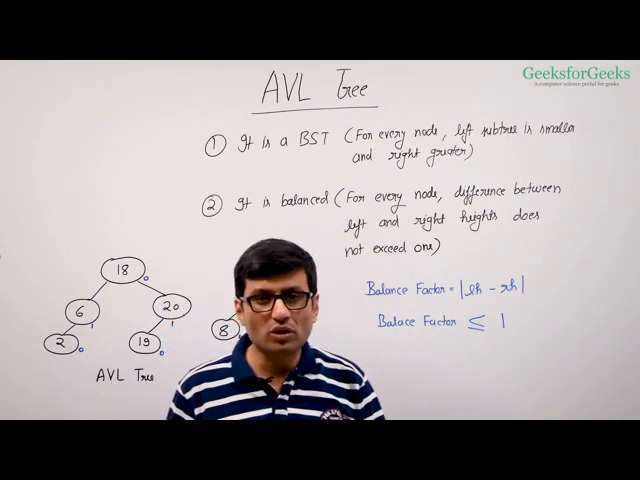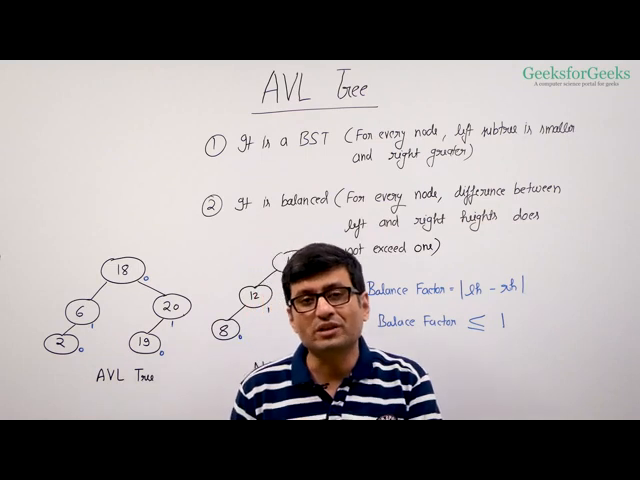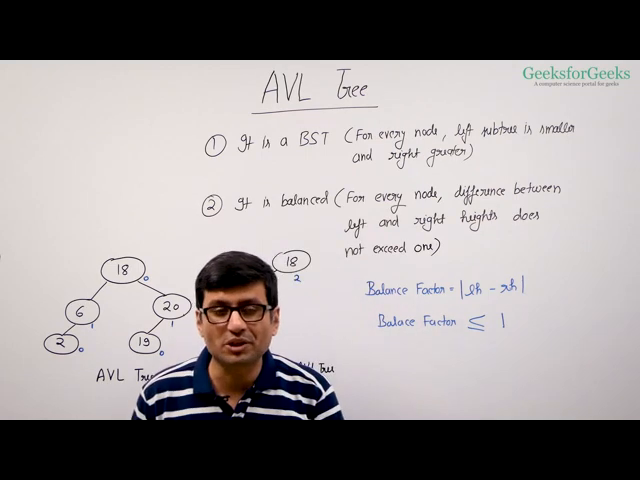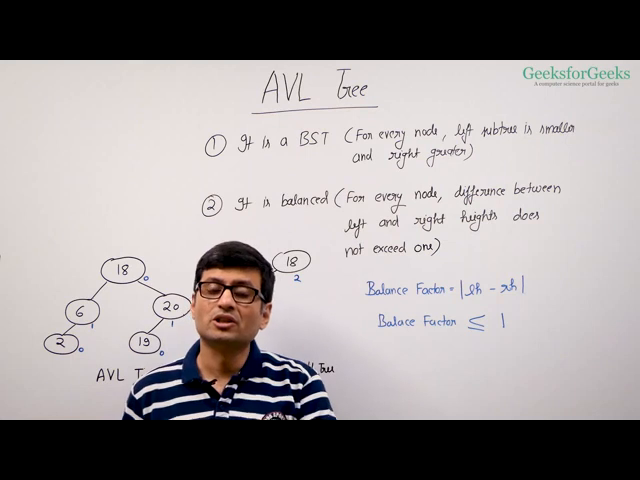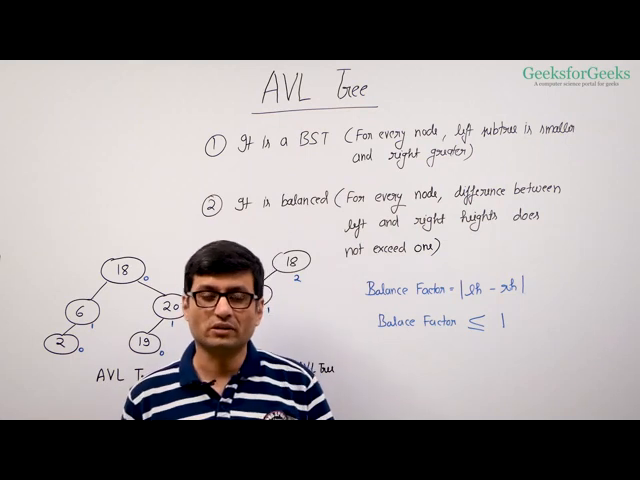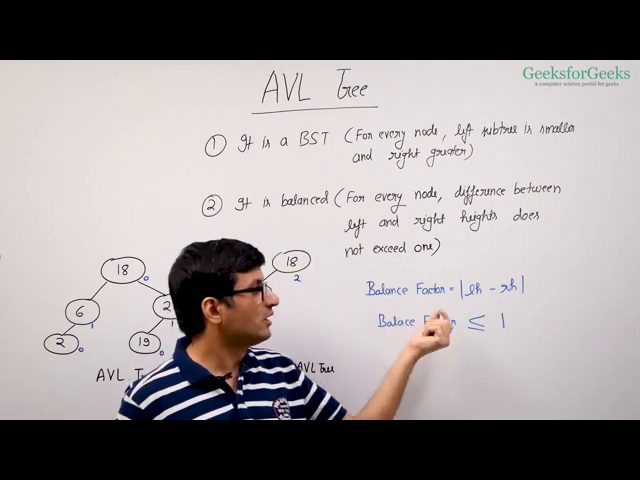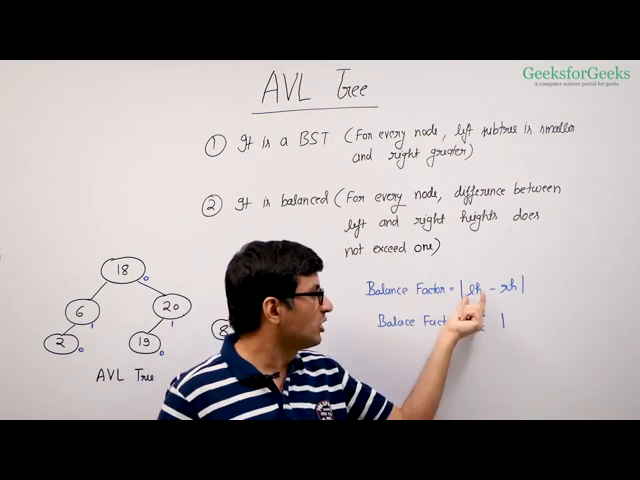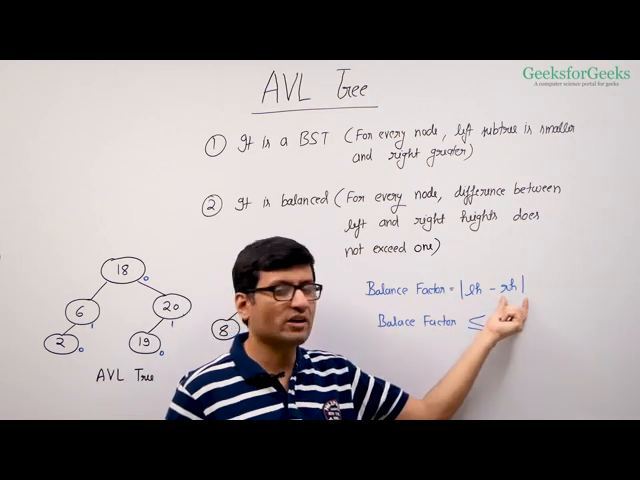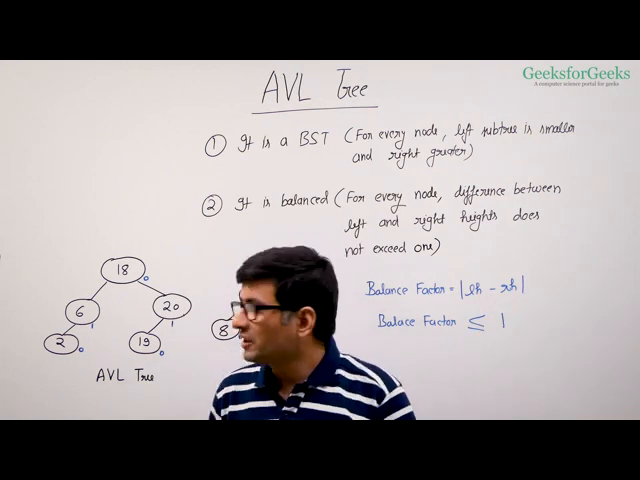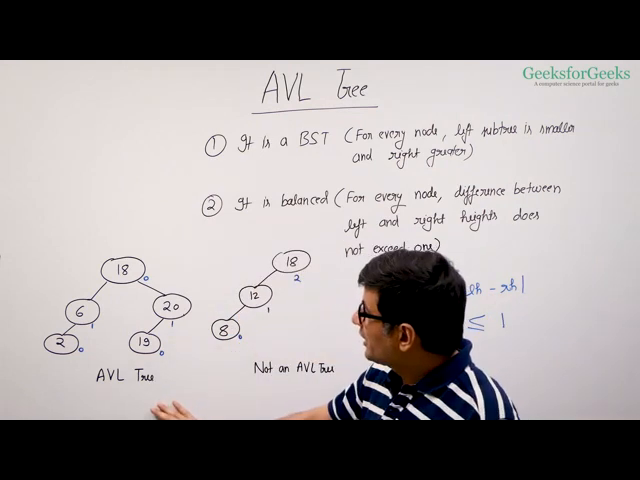It has this rule that the difference between heights of left subtree and right subtree should not exceed 1. And we call this difference the balance factor. Balance factor is the absolute difference between left height and right height. Let's see this example. This is an AVL tree.